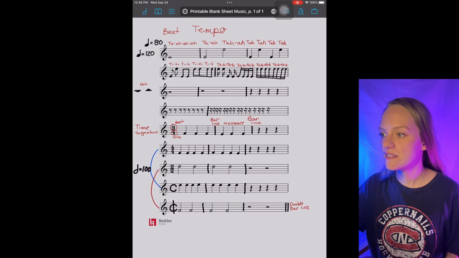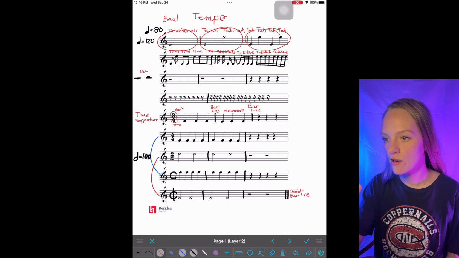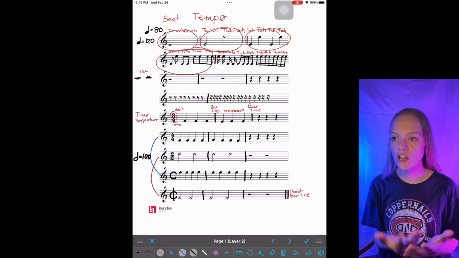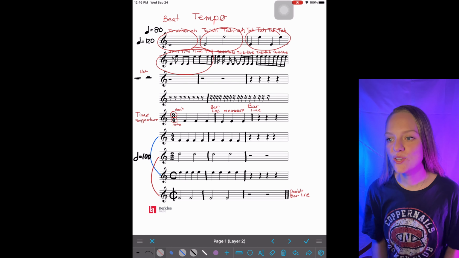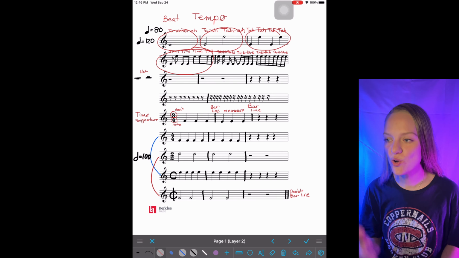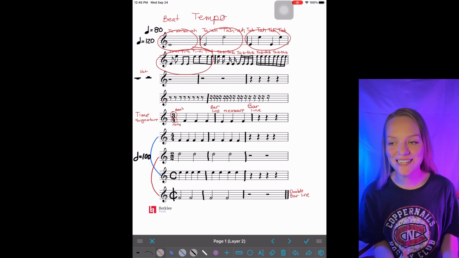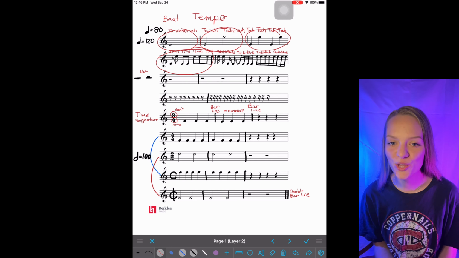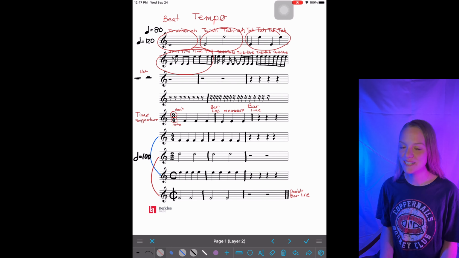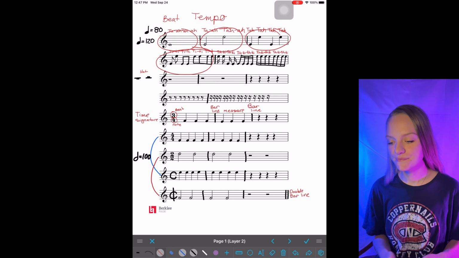So all of these measures that I've shown you so far, they all equal 4 beats. So you could have a measure that has 8 eighth notes and that equals 4 beats, or 4 quarter notes equals 4 beats, 2 half notes equals 4 beats, and 1 whole note equals 4 beats, okay? So are we following? And those are all the most common durations of notes.